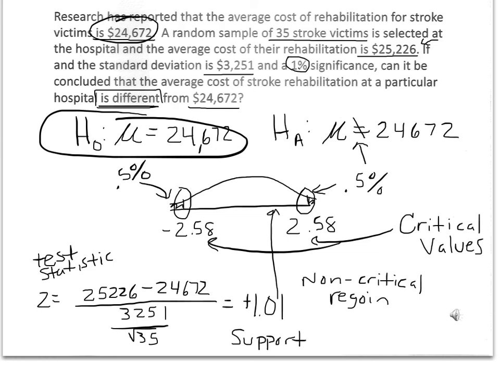Now let's go back and look at this again. We found the difference. When we looked at 35 victims, we found the number up here that is obviously not the same. It's higher than the 24,672. But what our data is saying is, yes, it's higher, but it's not significantly higher. It's not high enough to warrant that there is absolutely a difference between the two. Because they're relatively close, we can support the idea that the average cost is $24,672.